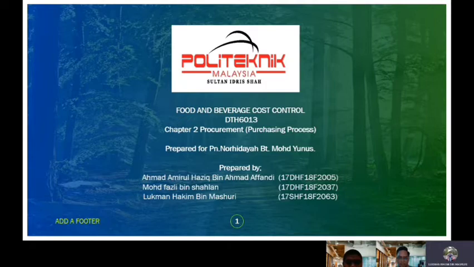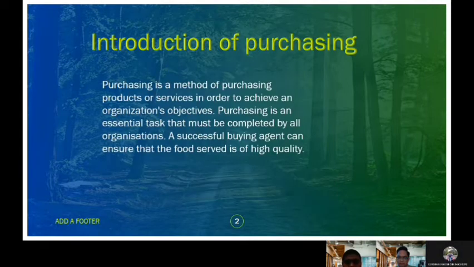Today, I would like to present about the purchasing process. Introduction of purchasing. Purchasing is a method of purchasing product or service in order to achieve an organization objective. Purchasing is an essential task that must be completed by all organizations. A successful buying agent can ensure that the food served is of high quality.